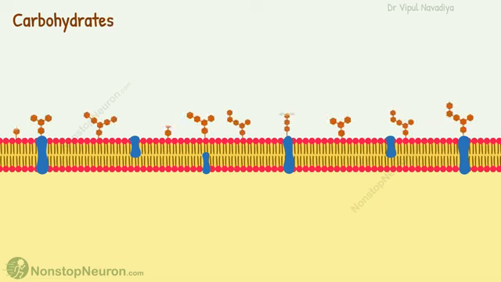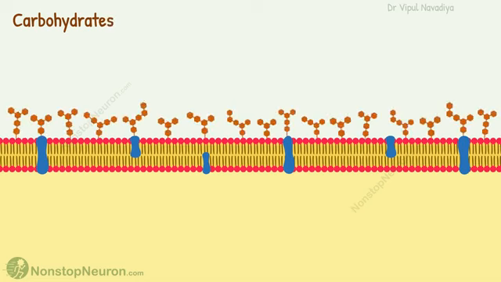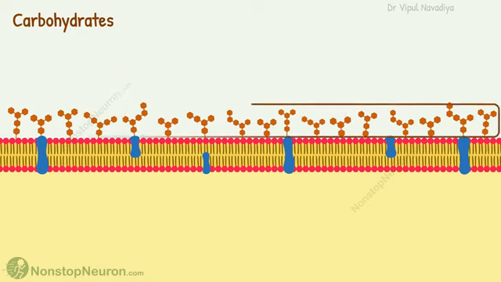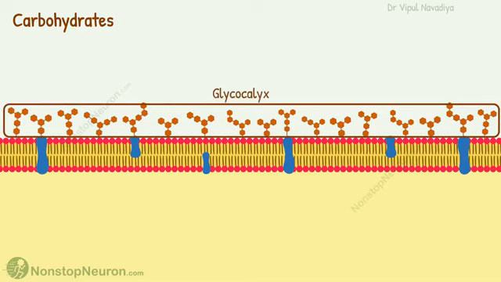Now let's see the last component of the cell membrane, carbohydrates. Most of the carbohydrates on the cell membrane are in combination with proteins and lipids in the form of glycoproteins and glycolipids. The carbohydrate portion in these molecules is usually dangling on the outer side of the cell. Along with these are also other carbohydrates attached loosely to the outer surface of the cell. All these carbohydrates cover almost the entire outer surface of the cell. This carbohydrate coating of the cell is called glycocalyx.